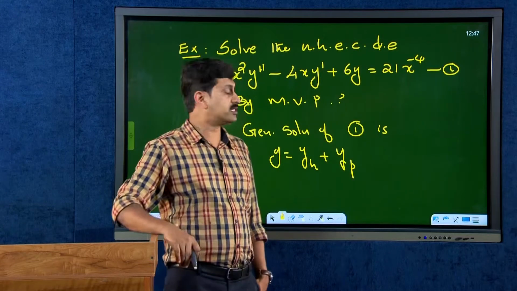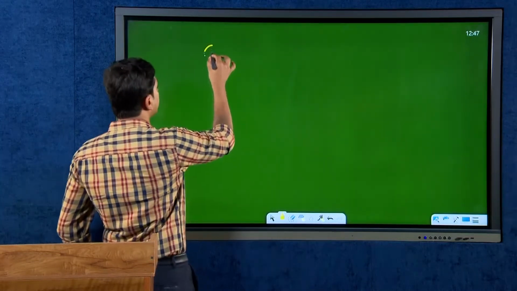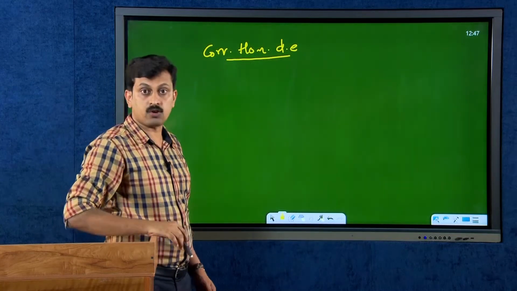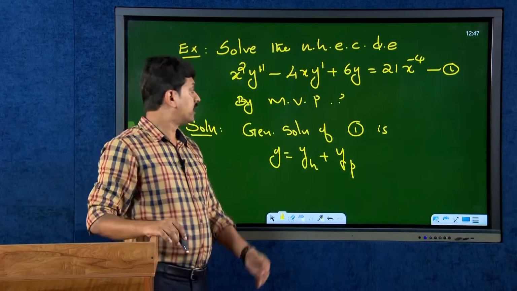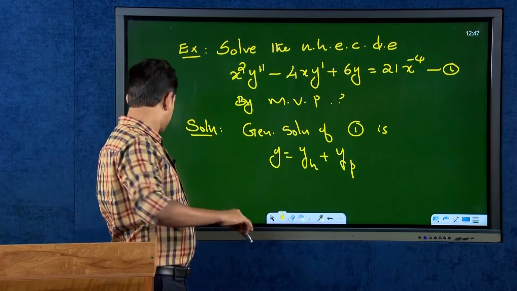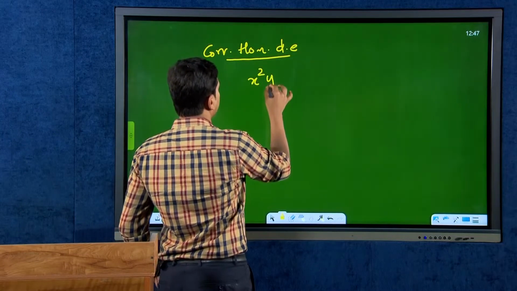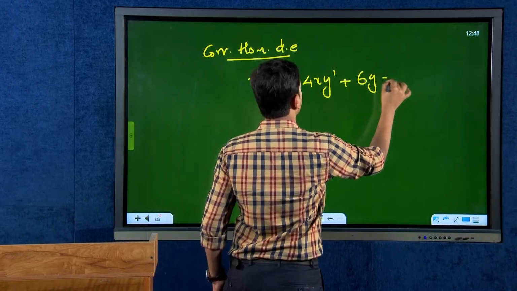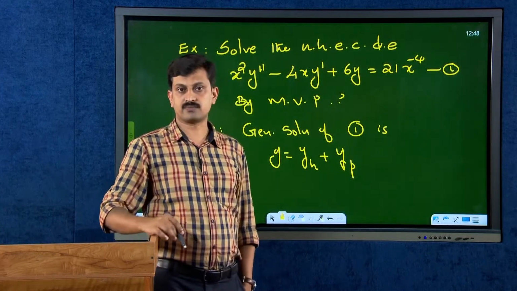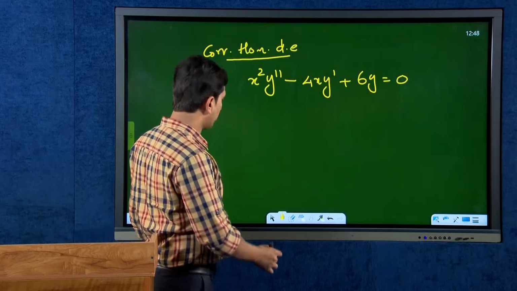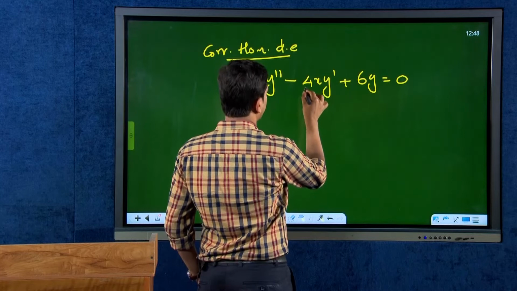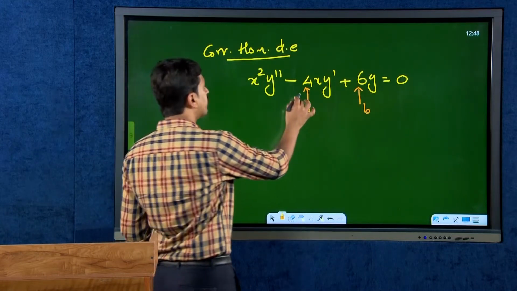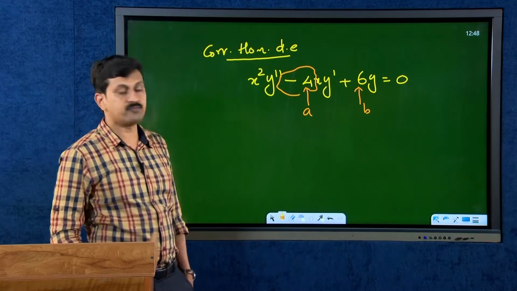So, to find yh, the first part is the corresponding homogeneous differential equation, which is x square y double dash minus 4xy dash plus 6y is equal to 0. Here the value of a is minus 4, and the value of b is 6.